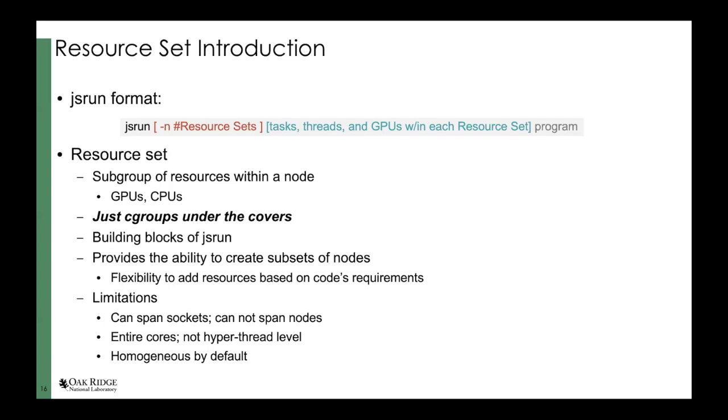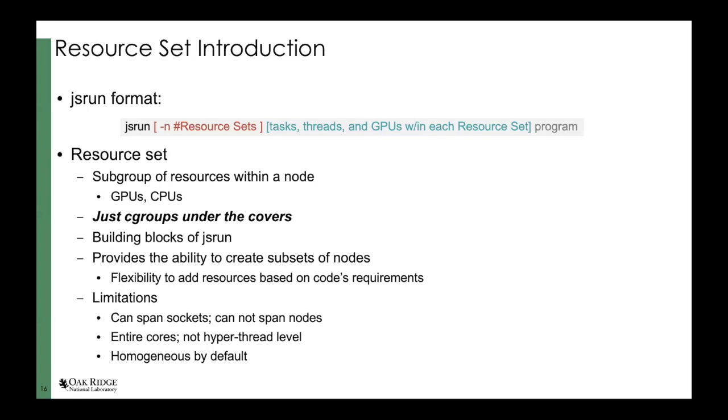A resource set is really the building block of a JS_run command and layout. It lets you organize a node and subgroup a node in a way that may make more sense to your job, to your code that you're running on the node. It's a little different than other launchers, but the idea is not too complicated.